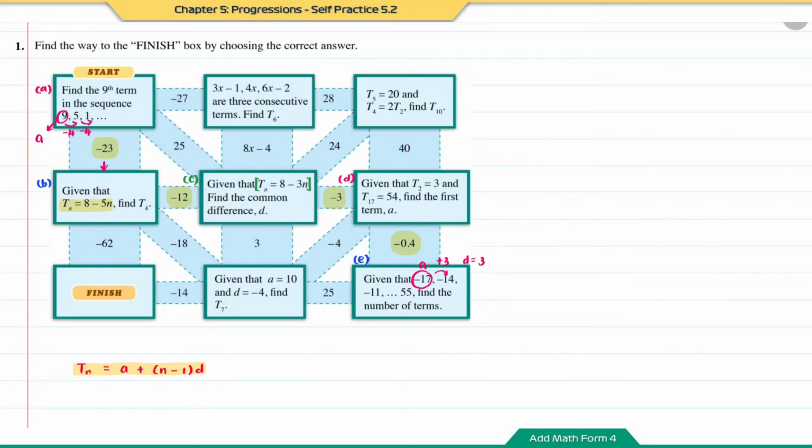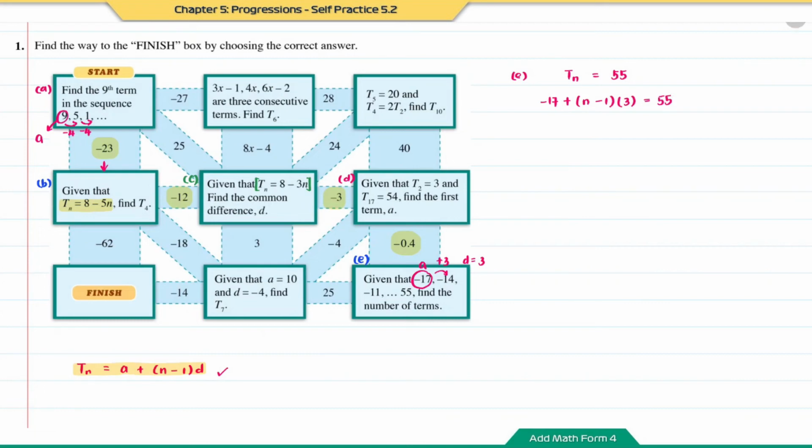So it starts from -17 and ends with 55. The question asks for n, which is the number of terms between -17 and 55, which I don't know, but I know it ends with 55. So Tn equals 55. Using this formula, I substitute a with -17 plus n, the number of terms, minus 1, and d is equal to 3. This will give you the answer of 55, the last term.